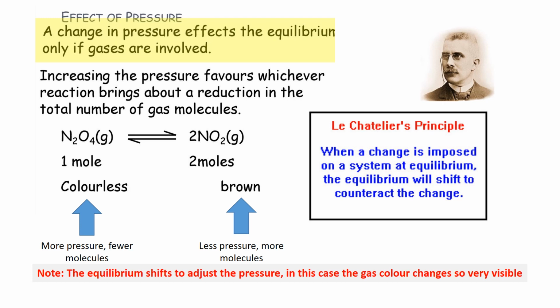So in a previous lesson, we learned about Le Chatelier's principle. So when a change is imposed on a system in equilibrium, the equilibrium will shift to counteract the change. So basically, if we put more pressure on or less pressure on a system that's really achieved dynamic equilibrium, that point will shift again. So the amount of product and reactants that are there will change if we change the pressure or if we change the temperature.